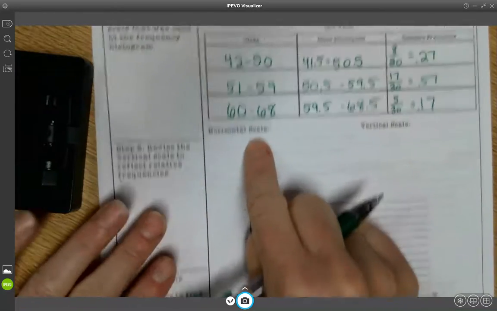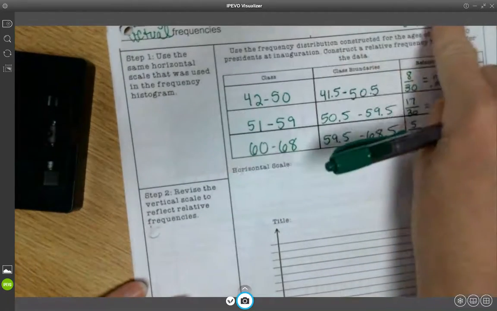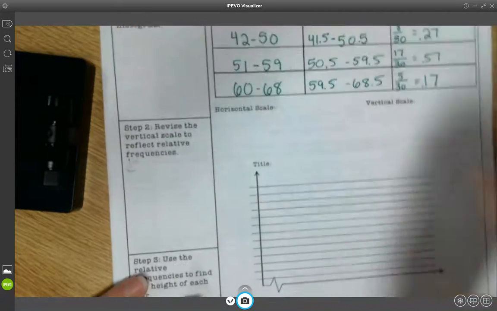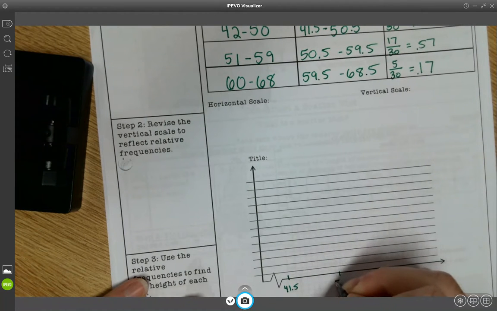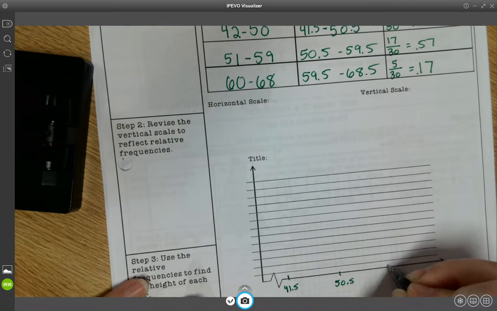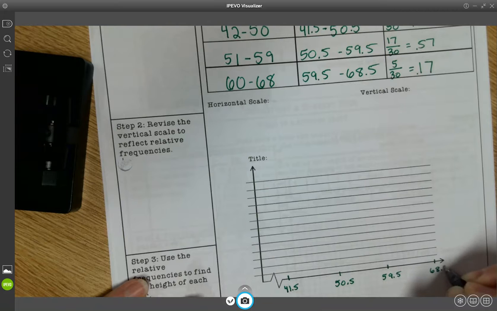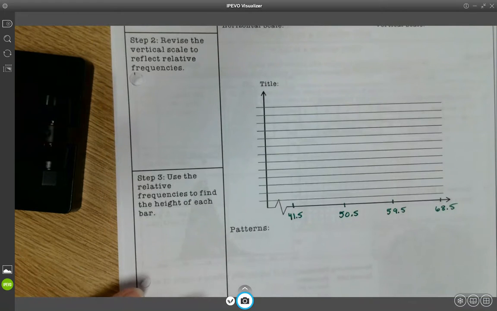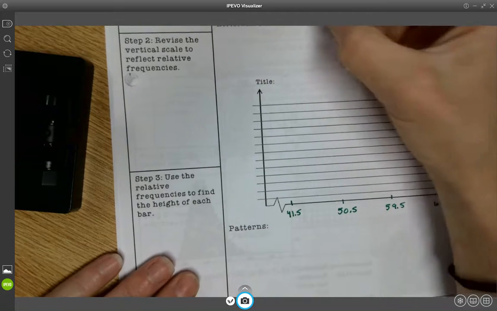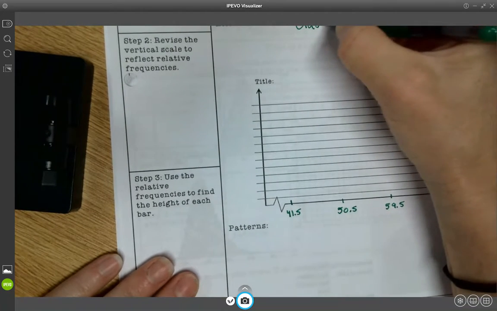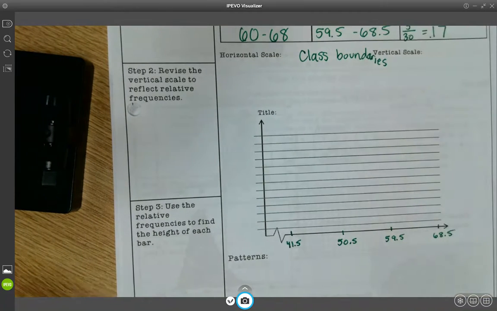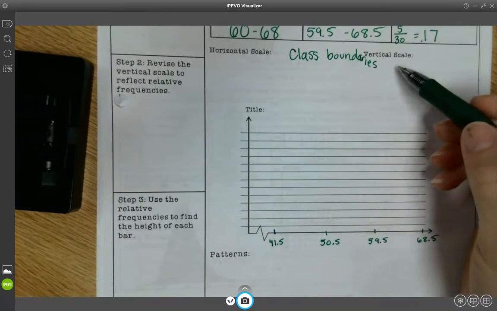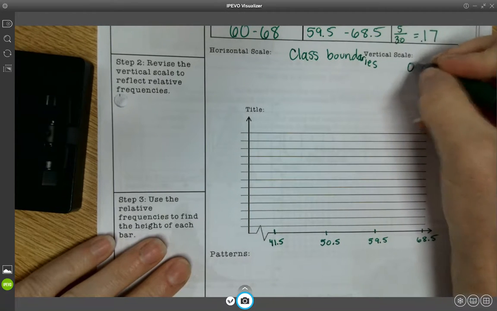Okay, so our horizontal scale is the same. See how it says has the same shape and horizontal scale. So that means I'm going to do the 41.5 to 50.5 to 59.5 to 68.5. So this comes from our class boundaries. And then our vertical scale is going to be between 0 and 1.